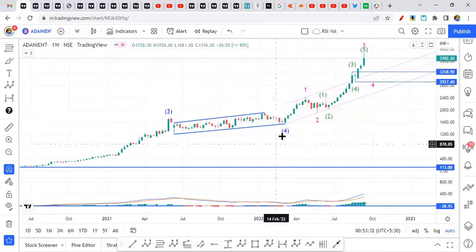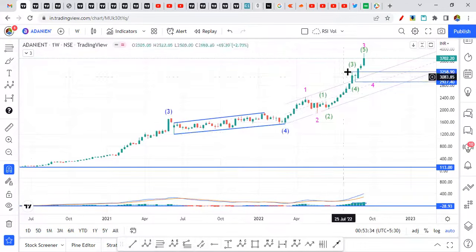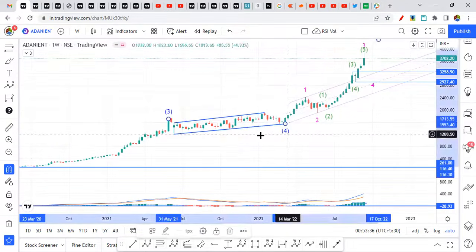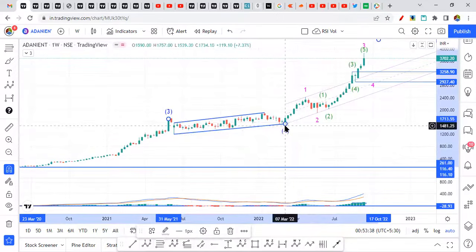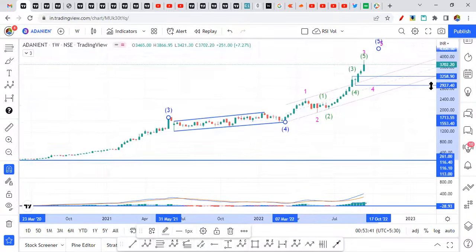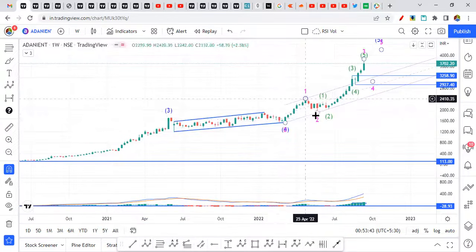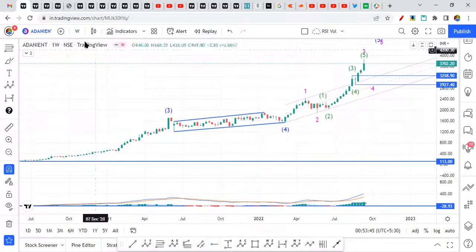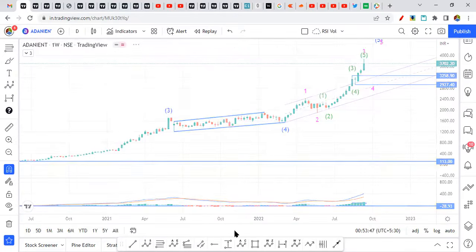So this pink 1 2 3 started here. Now the fourth of this blue is finished here, and the fifth is in progress. Okay, so this is the fifth. So now 1 2, 1 2 3 4 5. Let's go to the 1 day chart now.